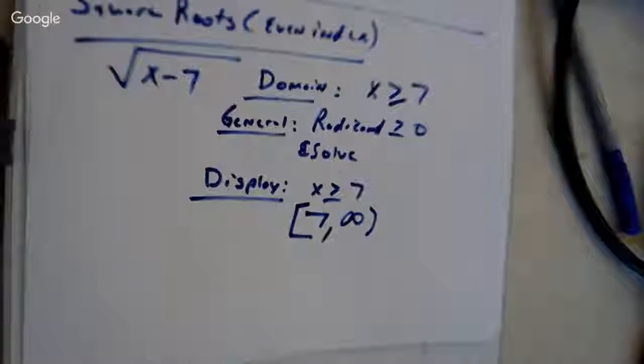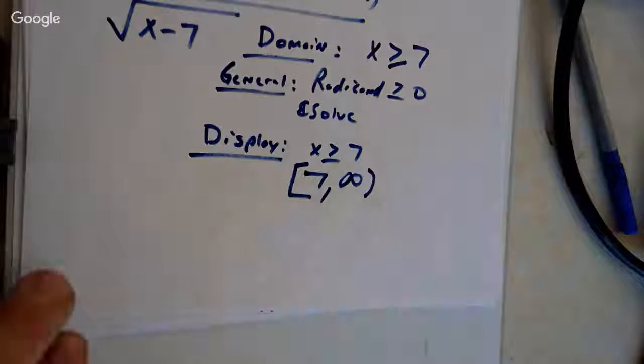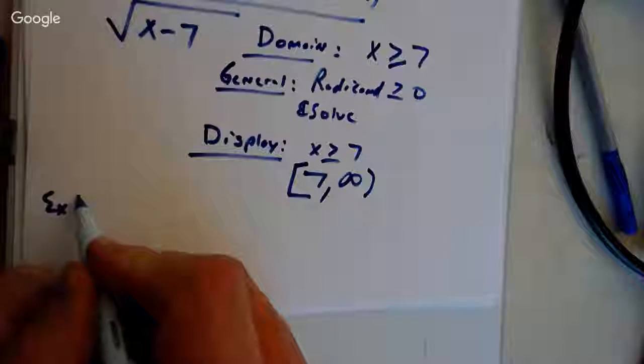So there's our domain. There's how we display it. Questions on that before we go on? Let's have you do an example. This is example 1, I think.